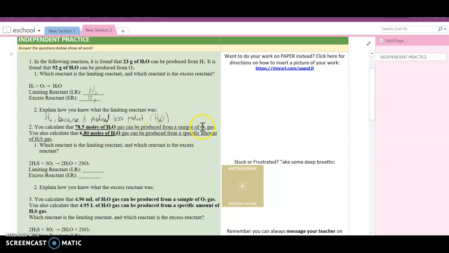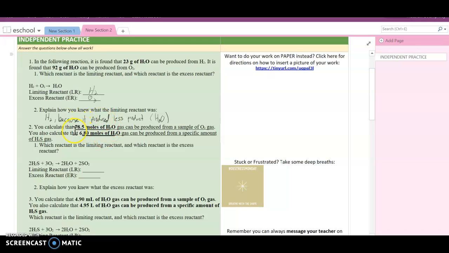For now, these numbers will make a huge difference in the future, but for now, all we're looking for is this. If we have O2 gas and we use all of it up, we can make 78.5 moles. If we have H2S gas, which is this one, if we use all of it up, we can only make 6.8 moles. So this is the one that limits us from making any more. The most it will possibly be able to make is 6.8 because that's all we have in our ingredients. So that's one way to think about it.